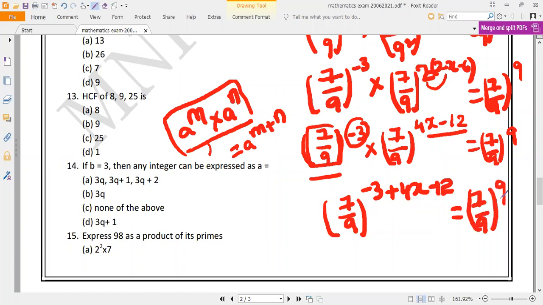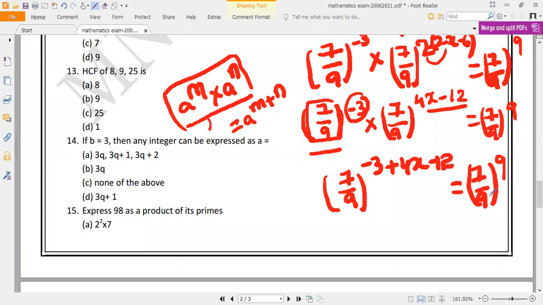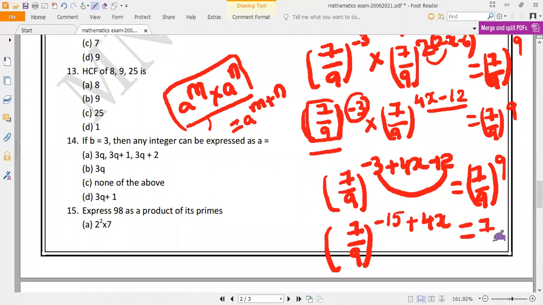Do you understand this one? So which is equal to 7 by 9 to the power minus 3 minus 12. What is the answer? Please respond. Minus 3 minus 12 is minus 15 plus 4x equal to 7 by 9 whole to the power 9.